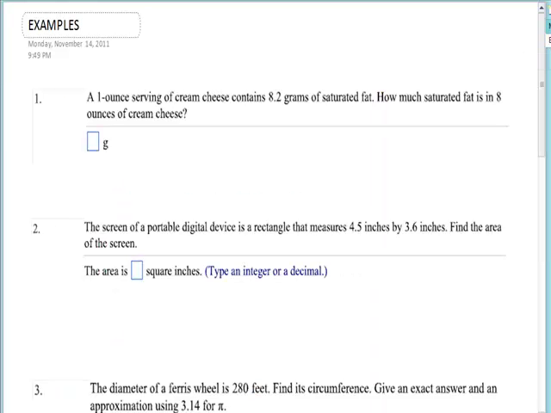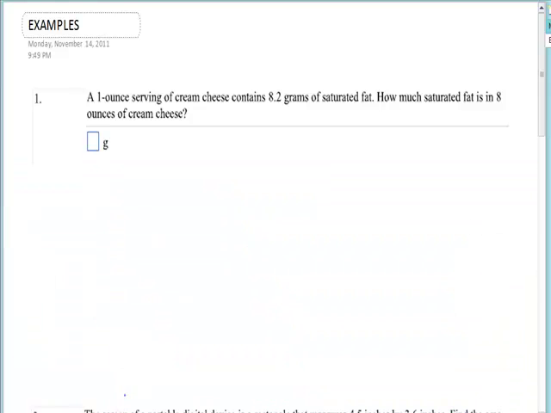All right, problem number 1. It says a 1 ounce serving of cream cheese contains 8.2 grams of saturated fat. How much saturated fat is in 8 ounces of cream cheese? So 1 ounce gives us this much saturated fat. How much will 8 ounces give us? It will give us 8 times as much. So it's going to be 8 times 8.2 grams.